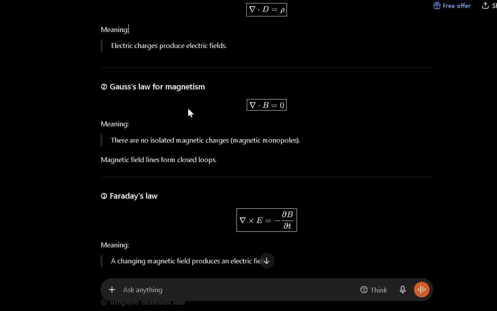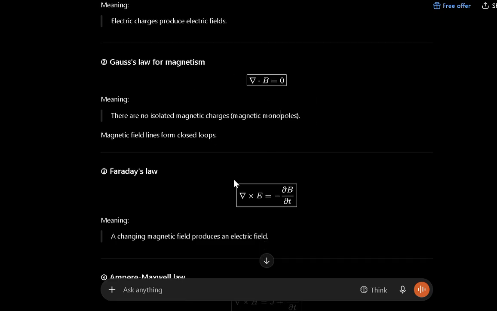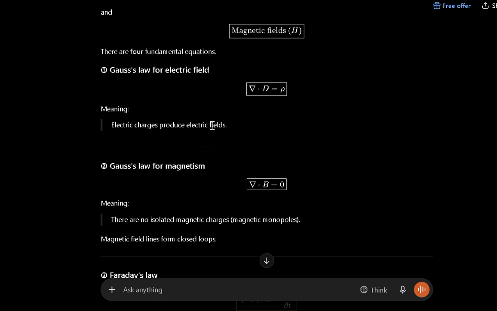So, Gauss's law for magnetism. There are no magnetic monopoles, so the net magnetic flux equals zero. Magnetic field lines form closed loops. The electric fields are formed due to electric charges.